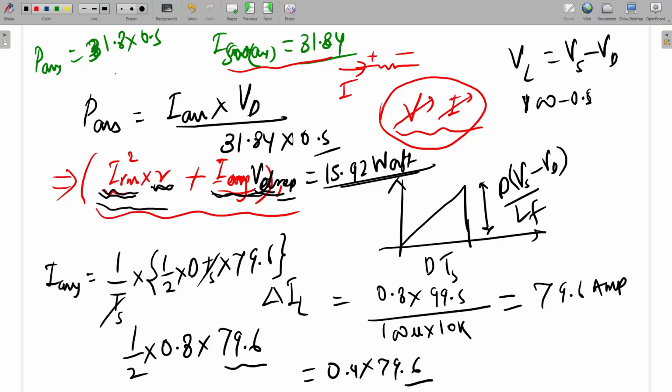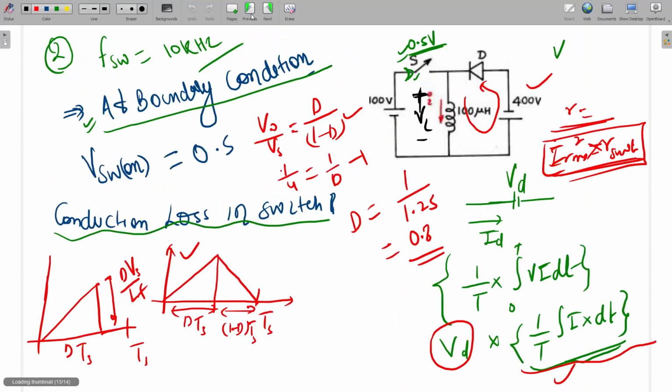So for this question, we don't need to find the discontinuous case, sir. See, it is already given in the question, working at a boundary condition. If a statement is given like the inductor current is always continuous or always greater than 0, we can conclude that the converter is working in continuous conduction.